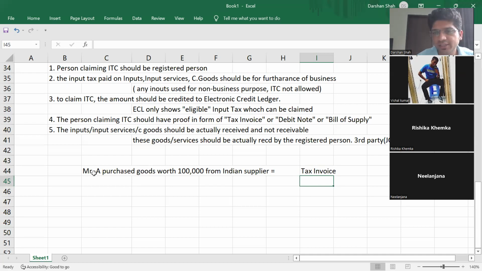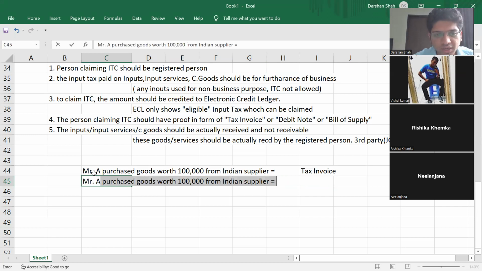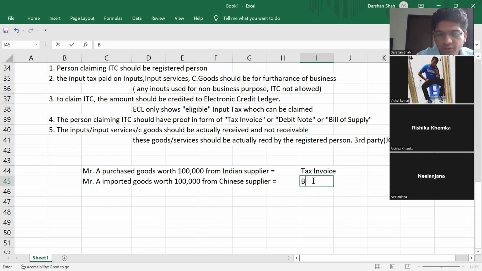Indian supplier will give tax invoice, na? Indian supplier will give tax invoice. Let us say Mr. A imported goods worth 1 lakh from a Chinese supplier. What will the Chinese supplier give? Bill of supply.